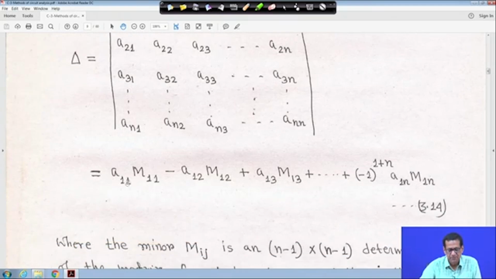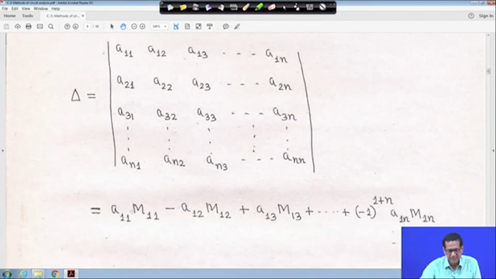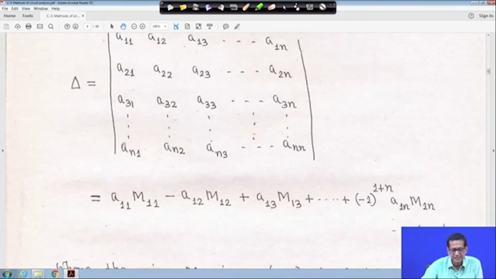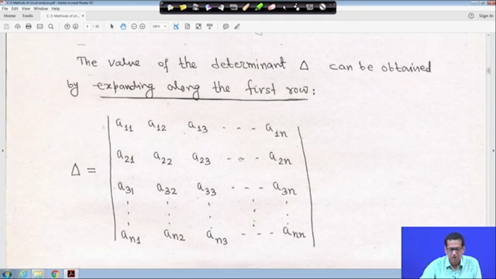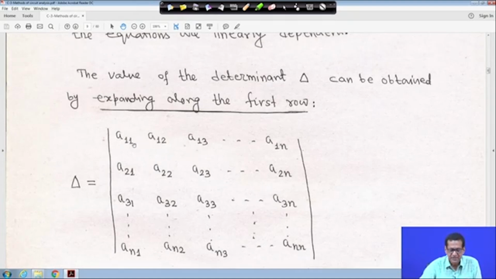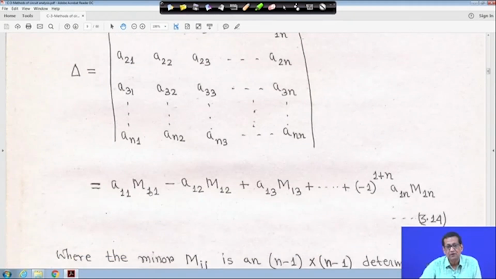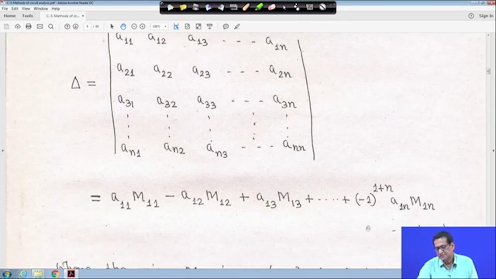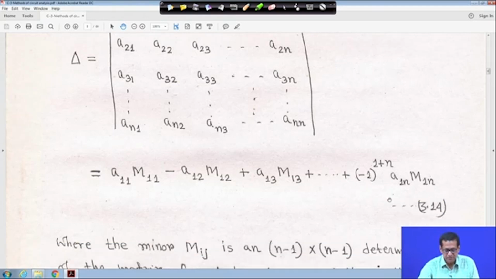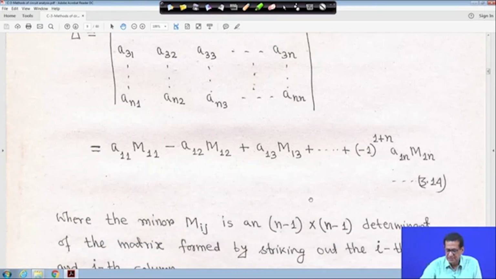Now, if you write it like this, you have to keep this in mind. The first one we are writing is A11 M11. It can be obtained by expanding along the first row; column-wise expansion can also be done, and we will see both. So, in that case it is A11 M11 minus A12 M12 plus A13 M13 plus and so on, plus minus 1 to the power 1 plus n, then A1n M1n. This M is a determinant, which we will see later.